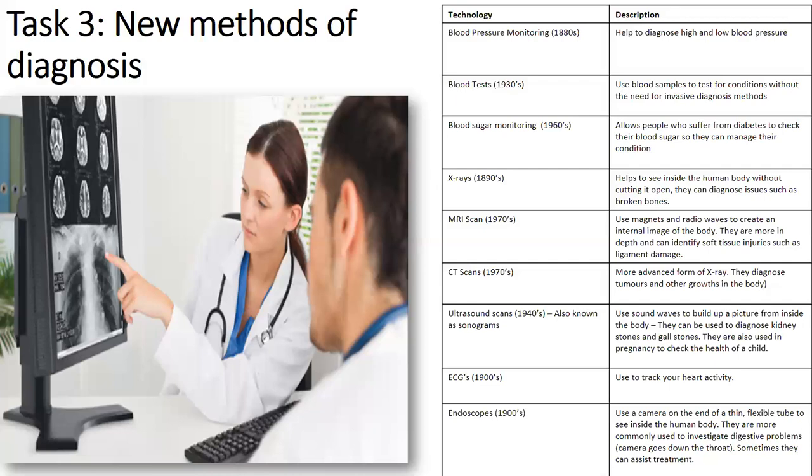And an endoscope is usually for digestive problems. So if you've got problems with your stomach that doctors can't see in the scans, then they will put a small camera on the end of a thin flexible tube, put it down your throat to investigate what's going on in the digestive system. This can also help with treatment.